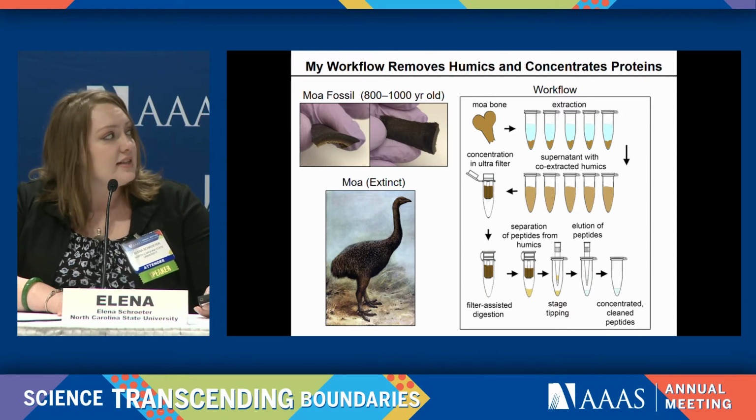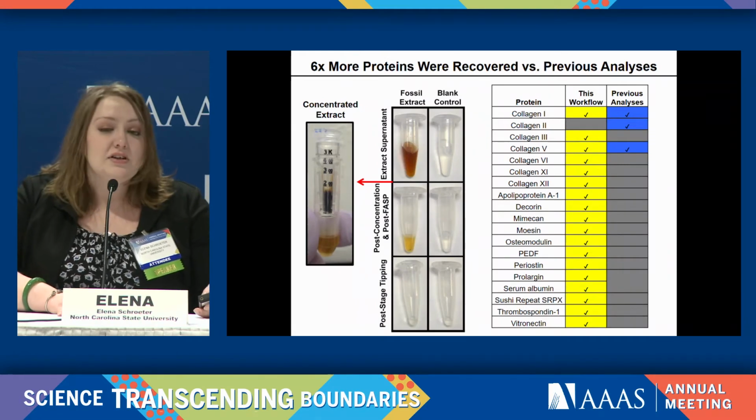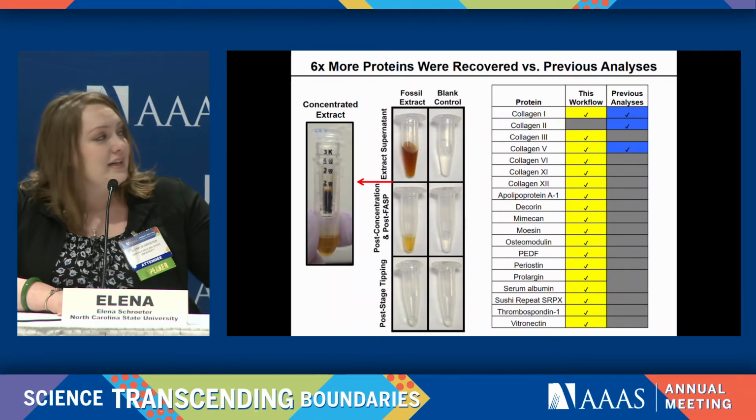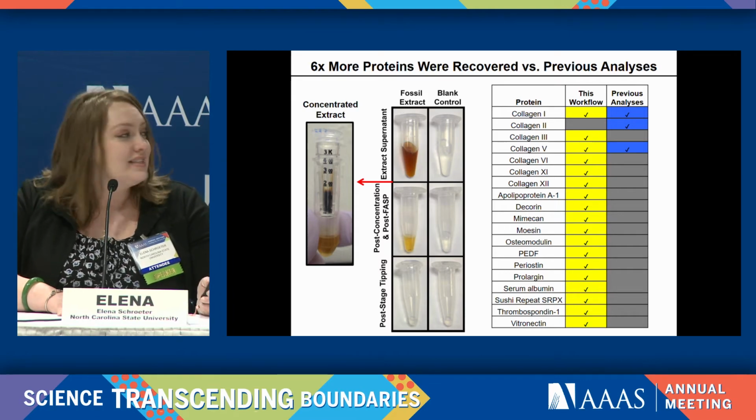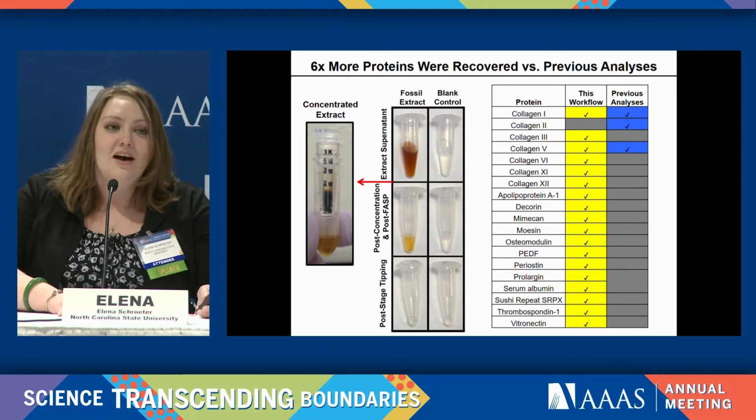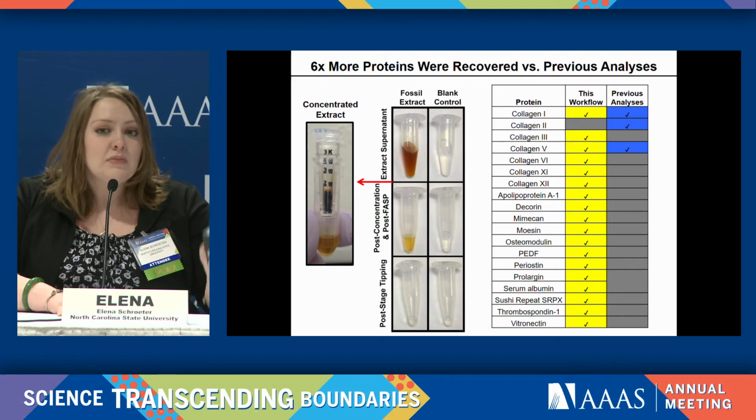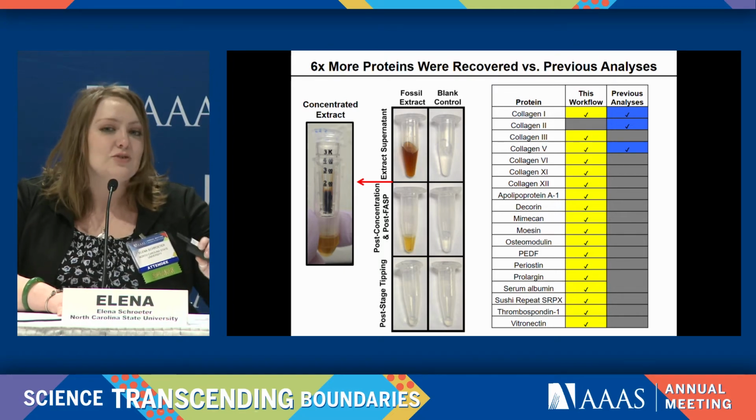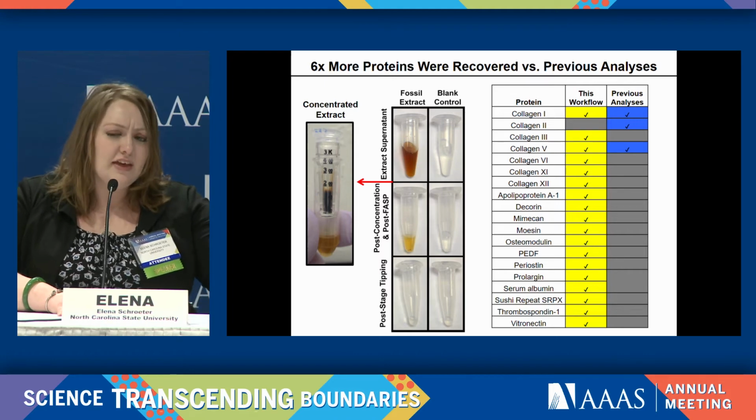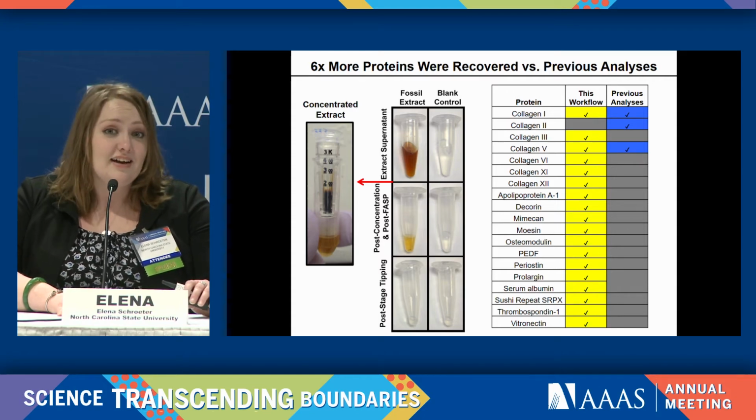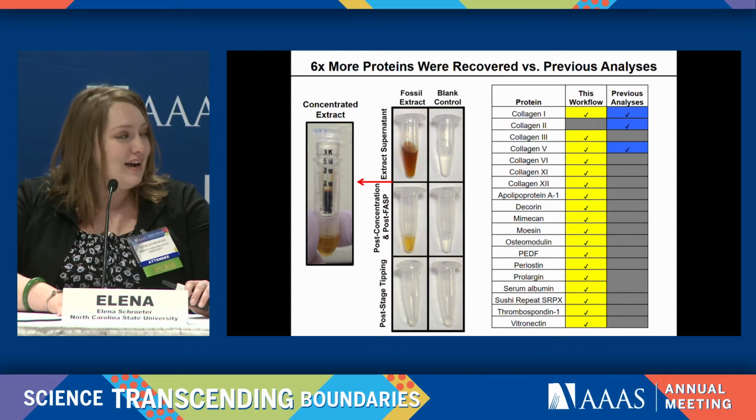So kind of what this looks like is you start out with a dark extract that looks like sweet tea. You concentrate it down, which is all the way on the left there, and you can see it's this very, very dark, opaque, unusable extract once it's concentrated. Once it's filtered, you get a vast reduction in color. And then once you go through the stage tipping process, you get samples that are virtually indistinguishable from the blank controls. When I got there, I thought I'd actually lost all my peptides in the process.